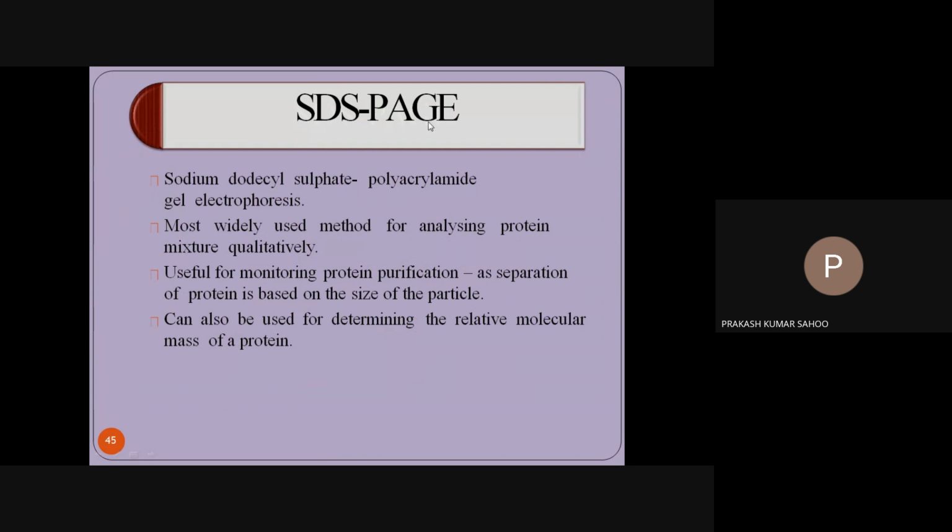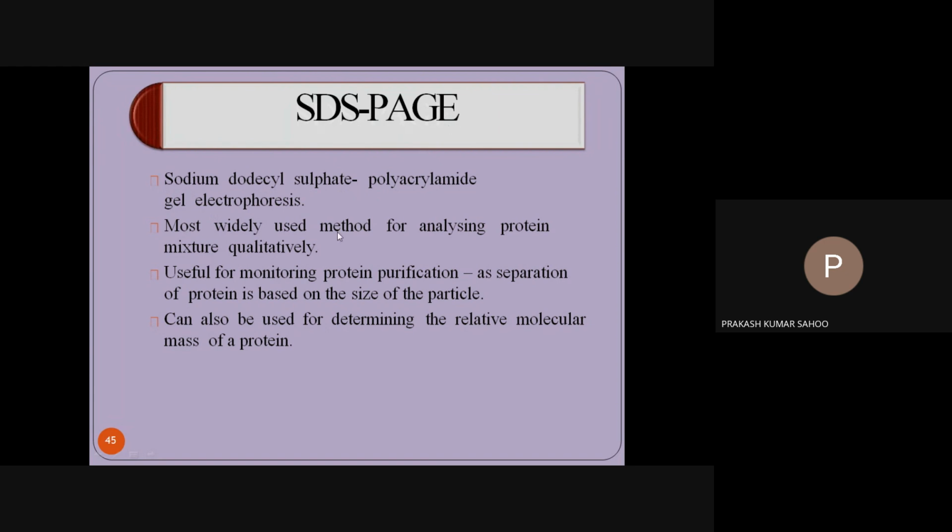Then SDS-PAGE is there, which is nothing but sodium dodecyl sulfate, SDS, and polyacrylamide gel electrophoresis. So this is polyacrylamide gel electrophoresis, that is PAGE. SDS is sodium dodecyl sulfate. So this is used as your matrix.